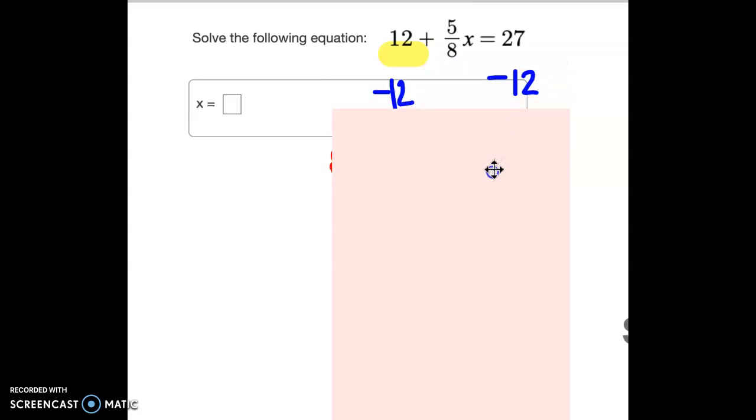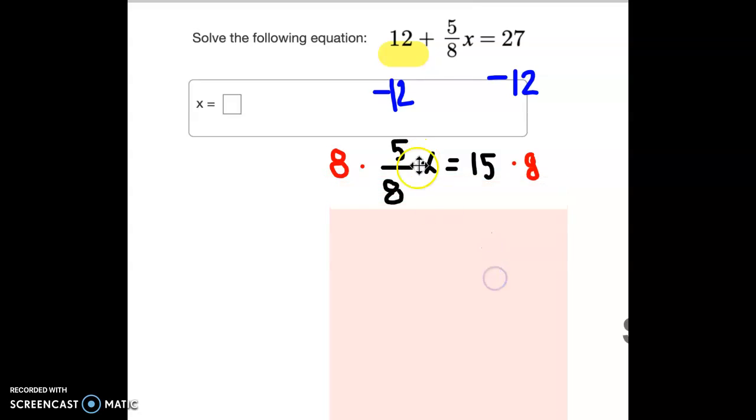So we're going to subtract 12 from both sides of that equation, because whatever we do to one side of the equation, we have to do to the other side. So when we do that, we end up with 5 over 8x equals 15. And you can kind of see my next step is already here.